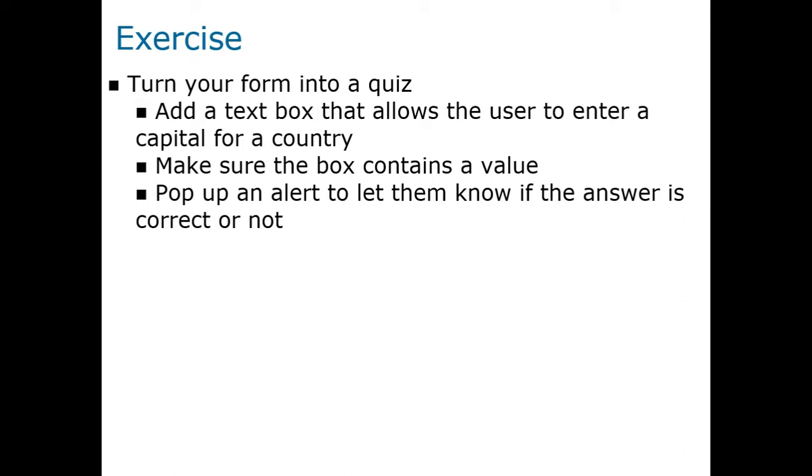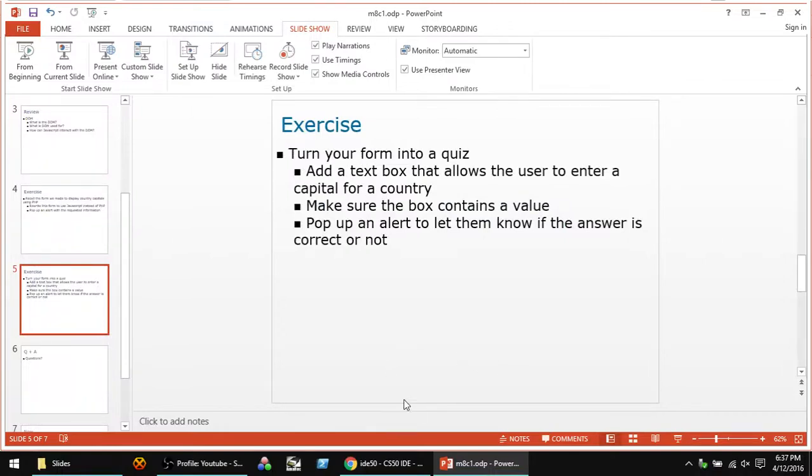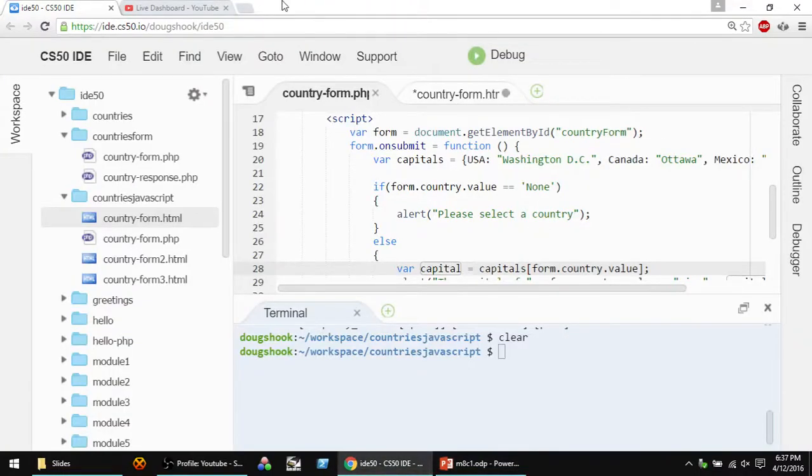So now, instead of just selecting a country and displaying the capital, I want you to select a country and then type in what the capital is, and then our code will tell us whether you're correct or not. Right? That's what I want to do next. But I want to do it a little bit differently. Let me show you the end result of what this looks like.